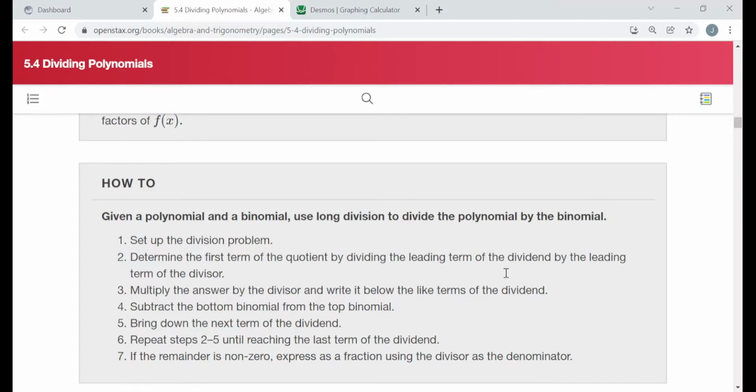Okay. So again, I'm going to be going through these same steps for every single example in this video, and I'll write out little notes on what I'm doing as we go through.